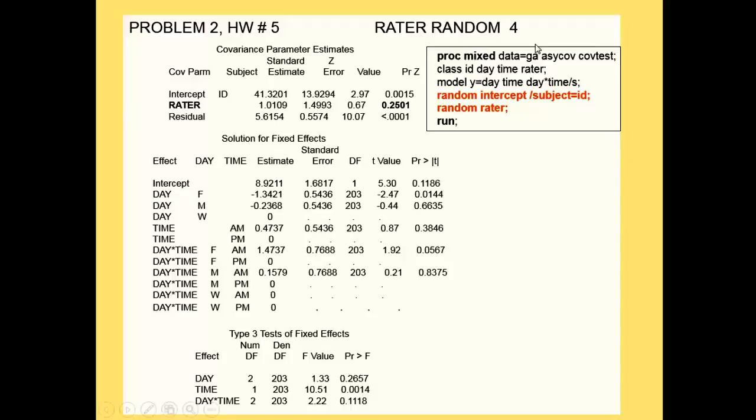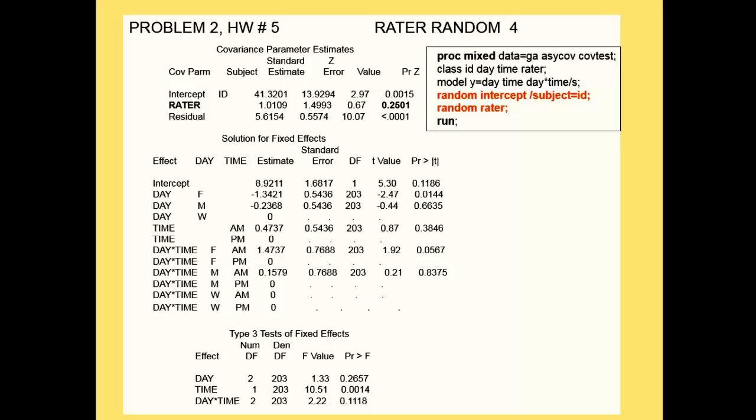Now you notice that among the output for this model, down at the bottom it says type 3 test fixed effects. So from this output, I can test whether day, time, or day times time is significant, the day, time, and their interaction. I can also assess whether rater is significant somehow. How can I do that? From what you see in the output.